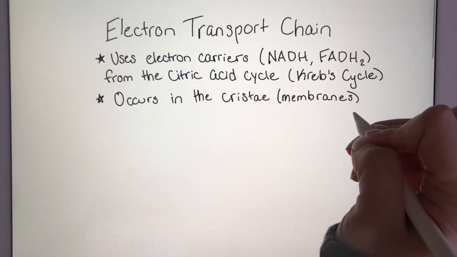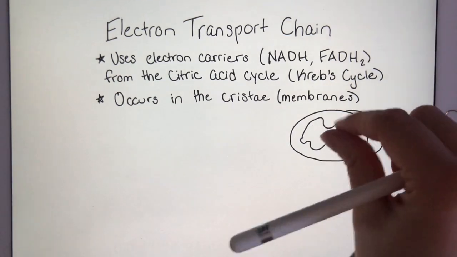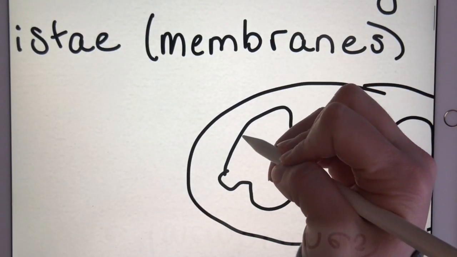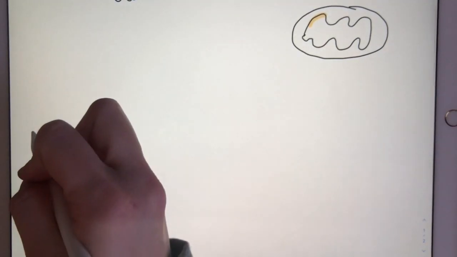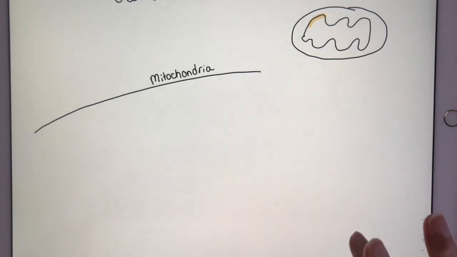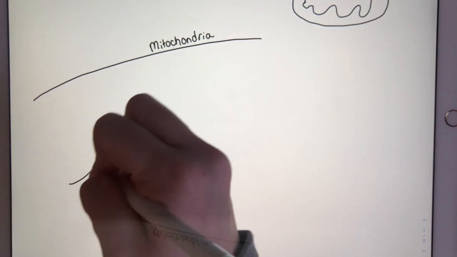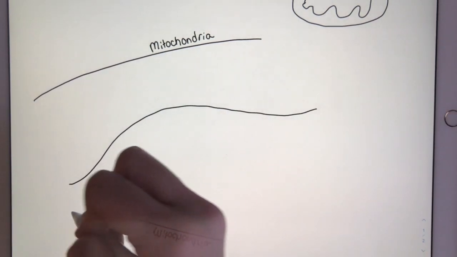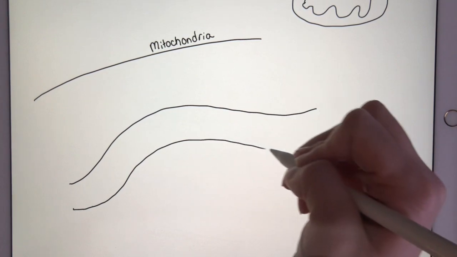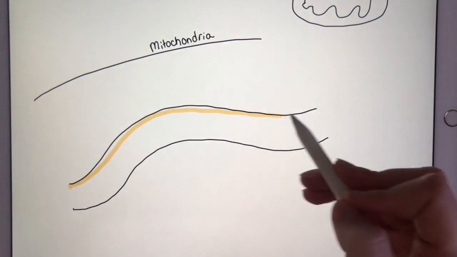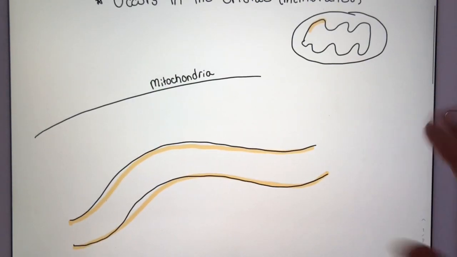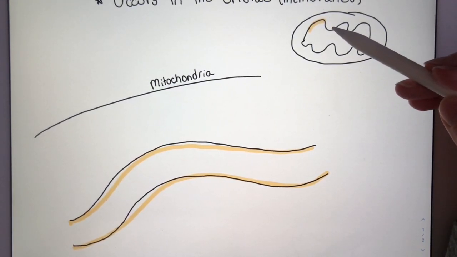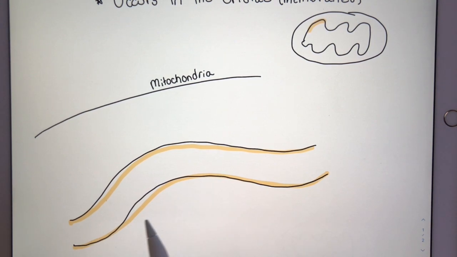So if we're going to draw a simplified sketch, this process is occurring here. I'm going to draw the outer membrane of my mitochondria, and I'm going to draw a piece of the cristae membrane. So you can imagine that this is the same thing that I highlighted up here. And it continues on in both directions, but we're just going to have a small piece of it that we're going to work with here.